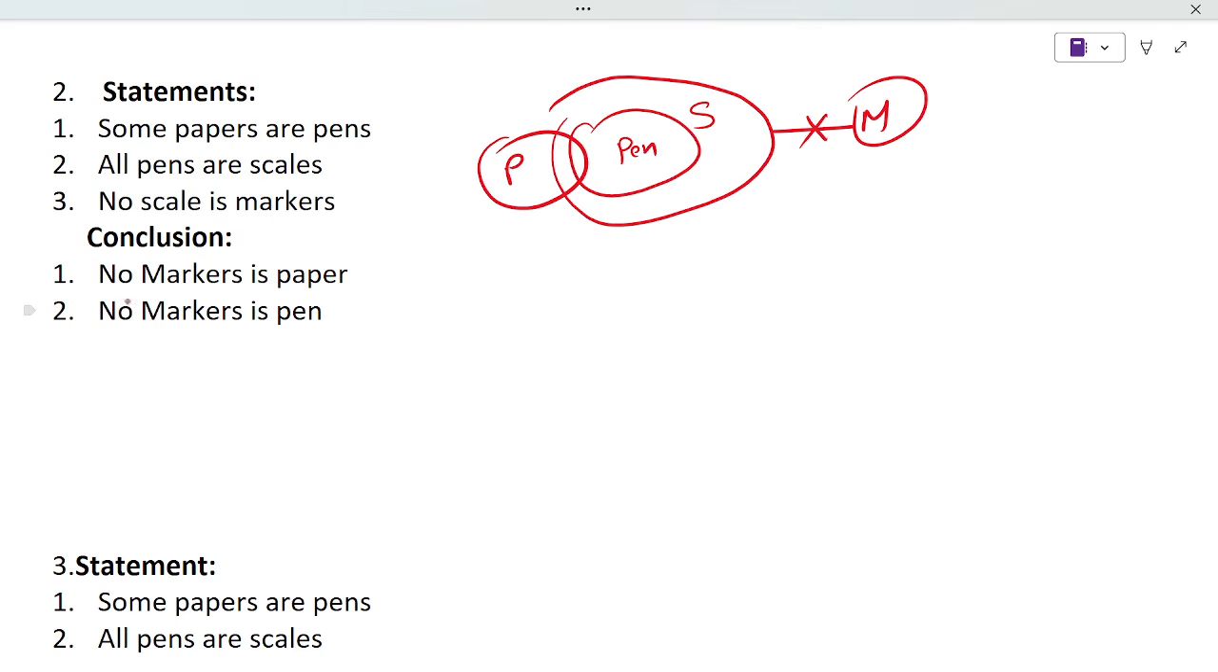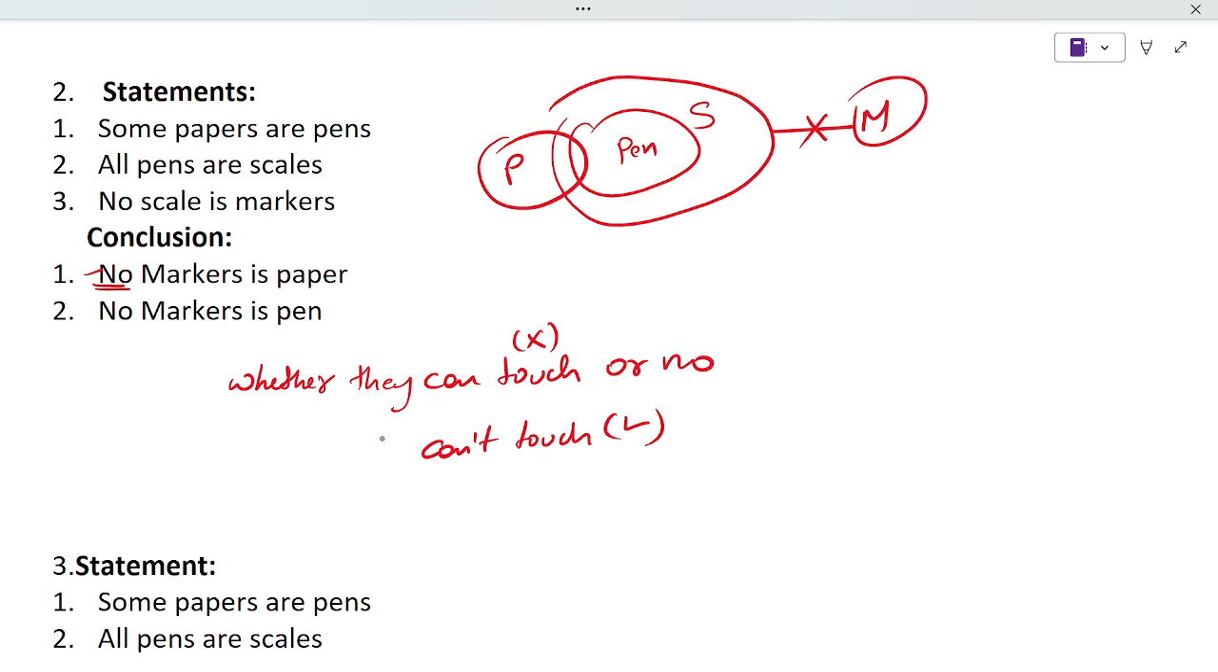So here, no marker is paper. In no case, we have to check whether they can touch or not. If they can touch, the answer will be false, and if they cannot touch, the answer is true. Can't touch, answer will be true, right?